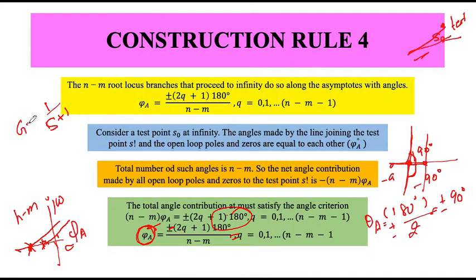This is g, so I can draw the root locus. It will be somewhere here, minus 1. So this branch goes to infinity. The angle should be either minus 180 or plus 180 degrees. Both are the same, right? Either minus or positive 180 degrees.